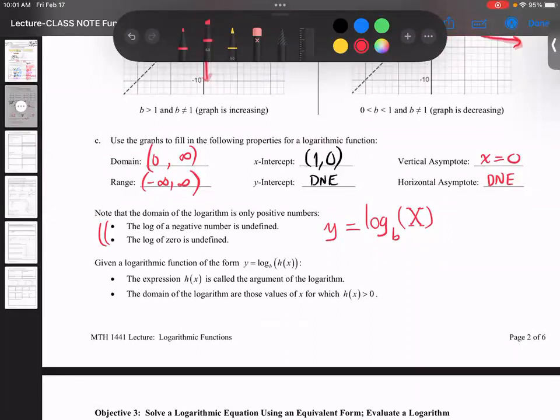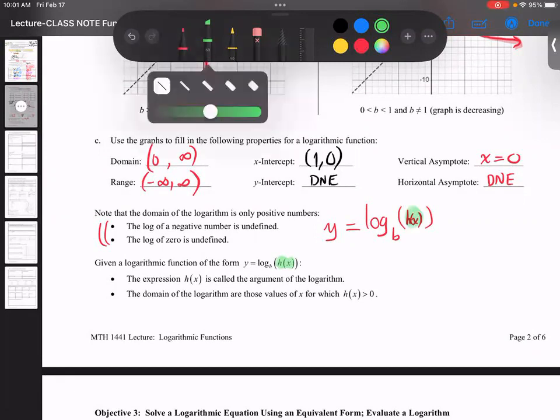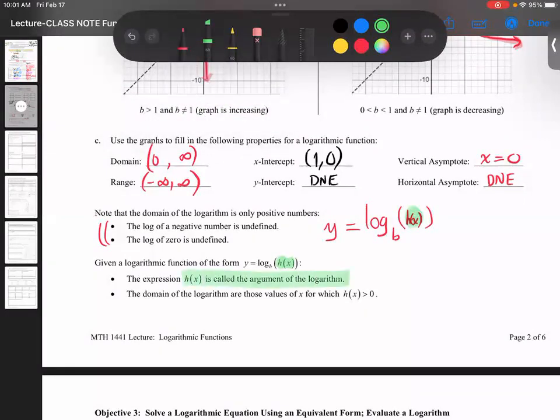Where h of x, let me highlight in yellow here, h of x. Maybe I'll do green. Well, h of x, that little big x right there I wrote. Let me put h of x so you're not confused. Here, h of x represents a function. h of x is called the argument. And when you find the domain, all you have to do is set the argument greater than 0 and solve.